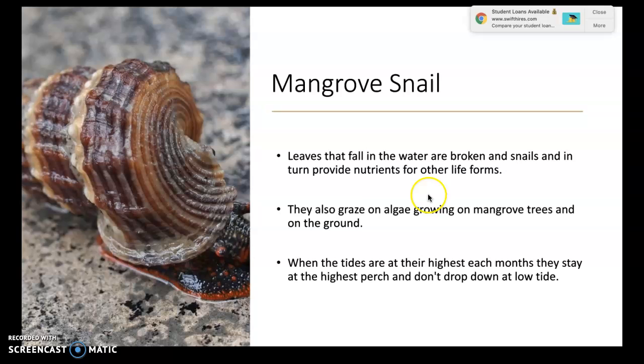The mangrove snail. Leaves that fall in the water and are broken down provide snails and other life forms with nutrients. The snails also graze on algae growing on mangrove trees and on the ground. When the tides are at their highest each month, they stay at the highest perch and don't drop down at low tide. So in other words, mangrove trees are extremely important because they're almost the main habitat for these mangrove snails. They rely on the roots and all the other aspects of the mangrove.